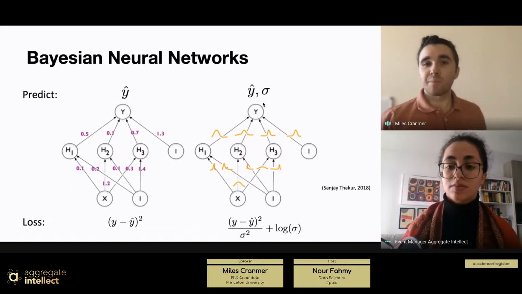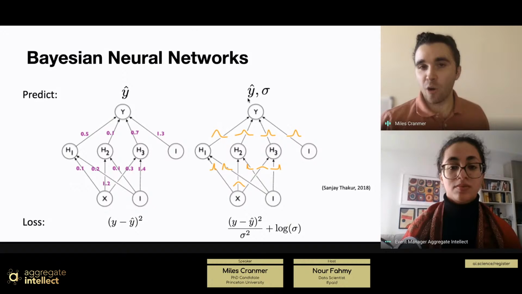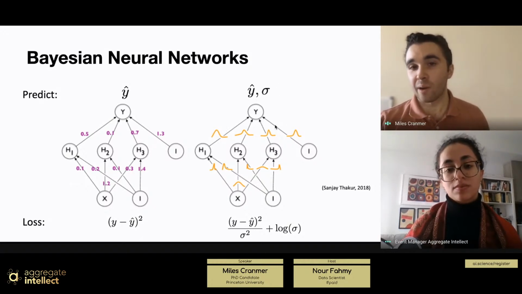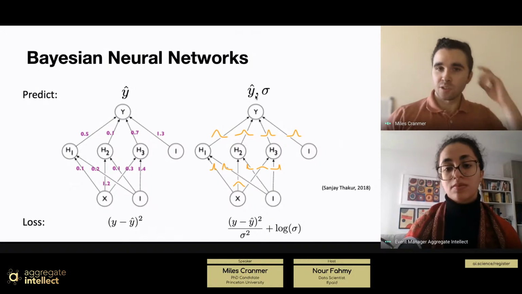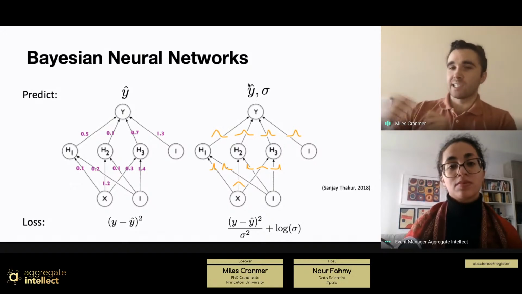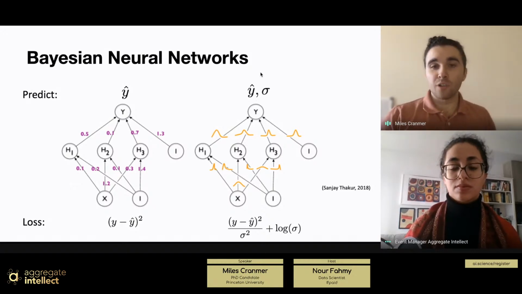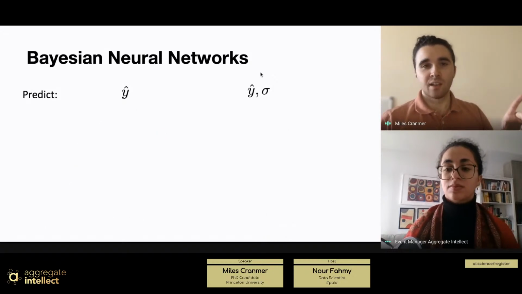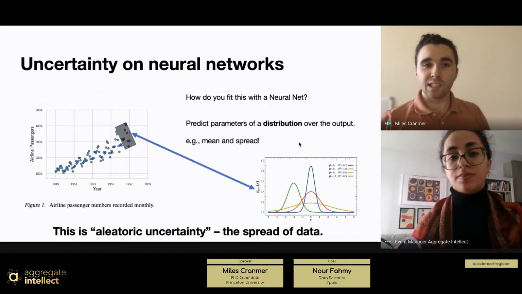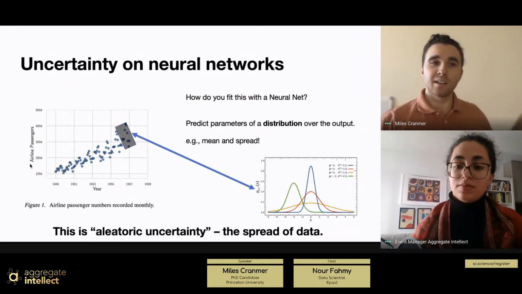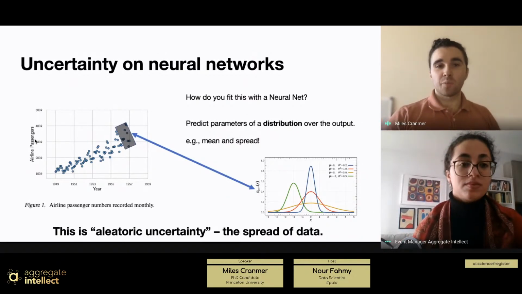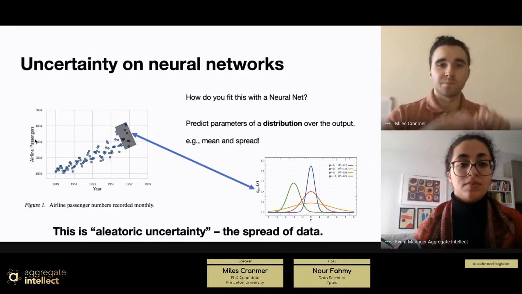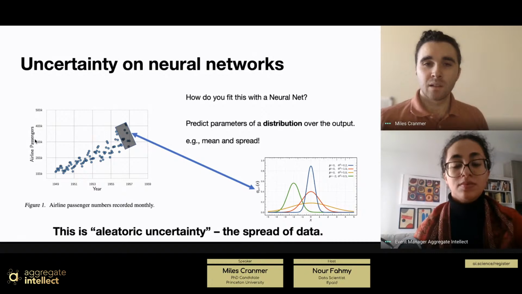So this is the predicted output of your neural network. These are not parameters of your neural network. This is the output. So for every predicted value, you also predict another number, sigma, and that's the spread on that value. In the example of this case, instead of predicting airline passengers, you would predict mean airline passengers and then spread.